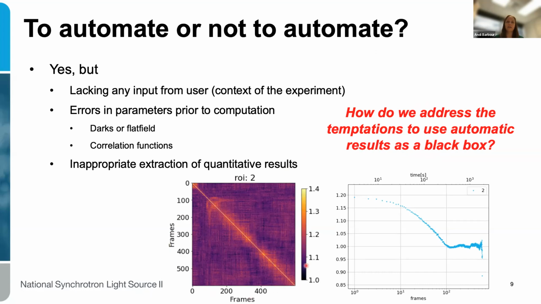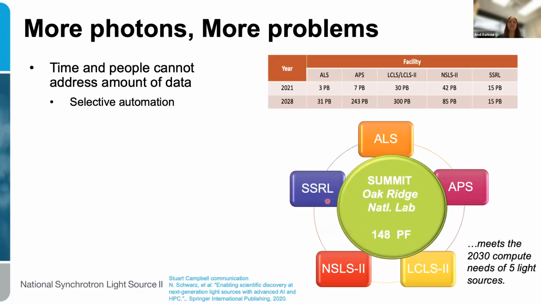And here you can see this is a two-time example that looks a little odd, especially once I tell you that it was supposed to be a static sample. So this line should be completely flat. I shouldn't see any decorrelation in the signal. So we have more photons, more problems. I don't need to explain any of this to anybody here.